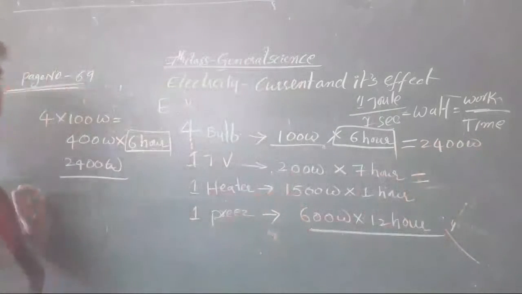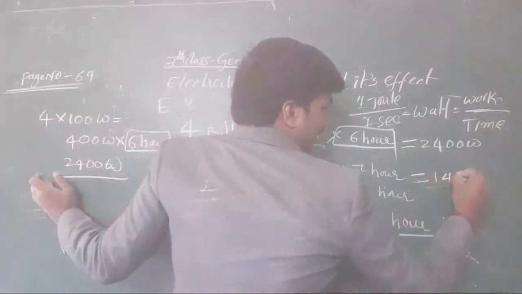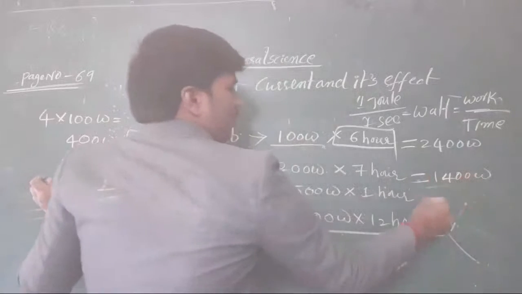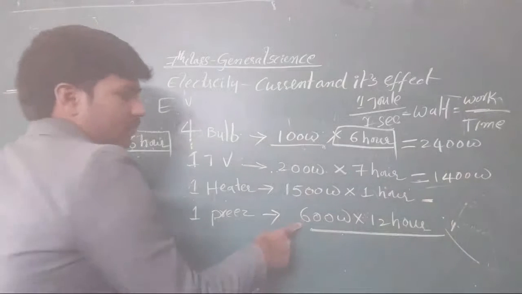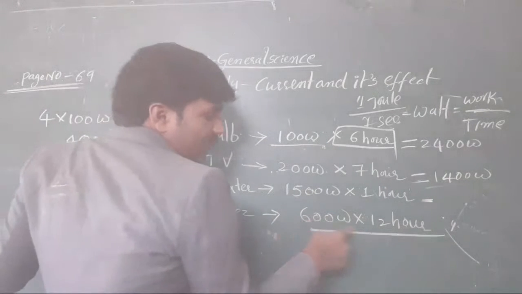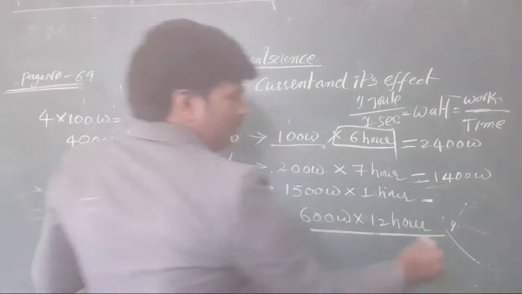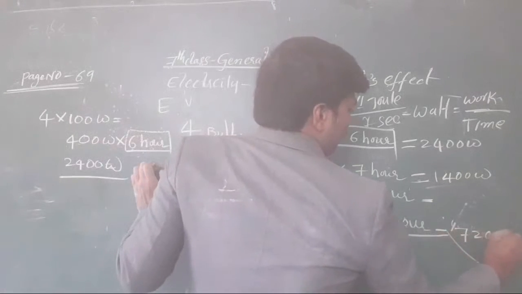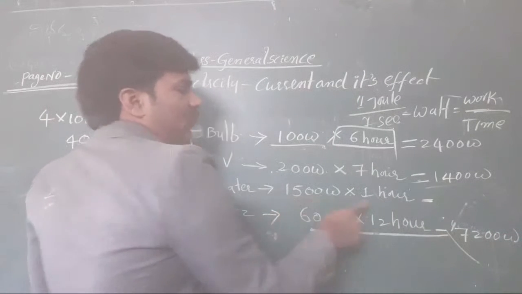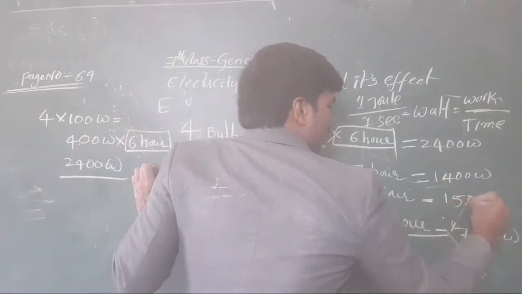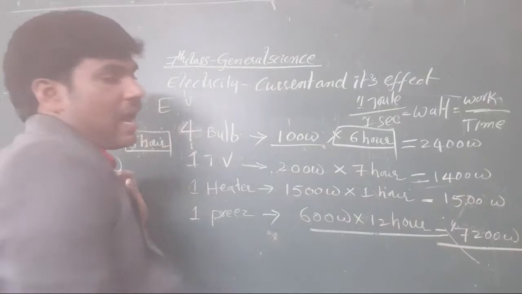Here 200 watts and 7 hours. Now it becomes 1400 watts. Okay, clear or not, all the students? 1400 watts. And now here, 600 watts for 12 hours. 12 into 6 is 72, that is 7200 watts. And here there is 1500 watts for 1 hour, that's why 1500 watts.